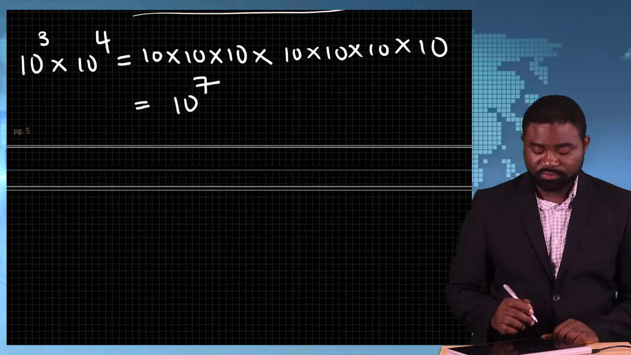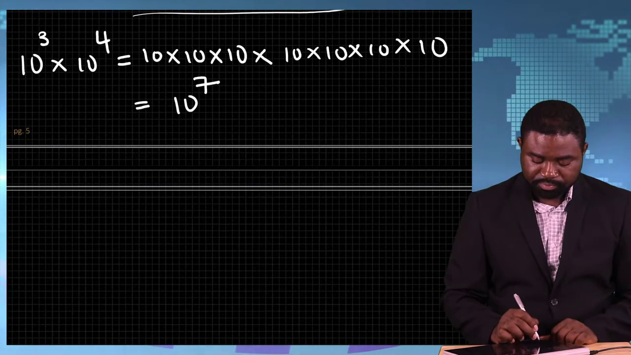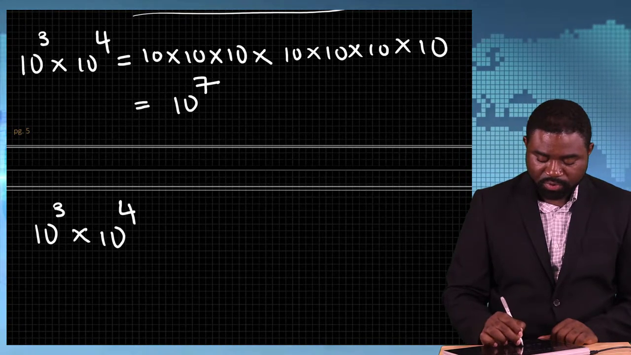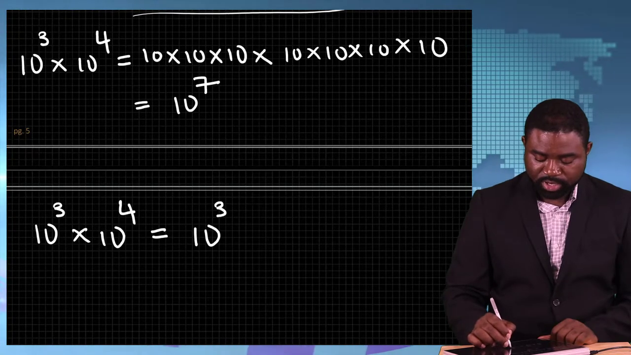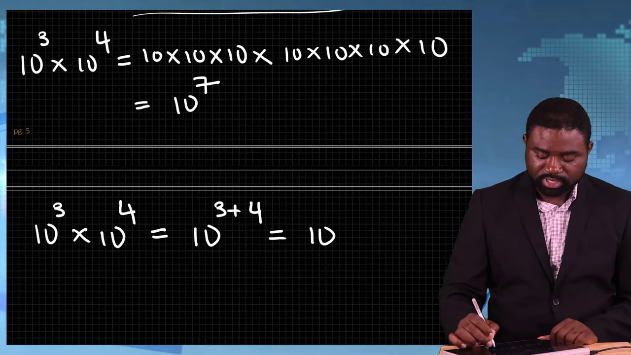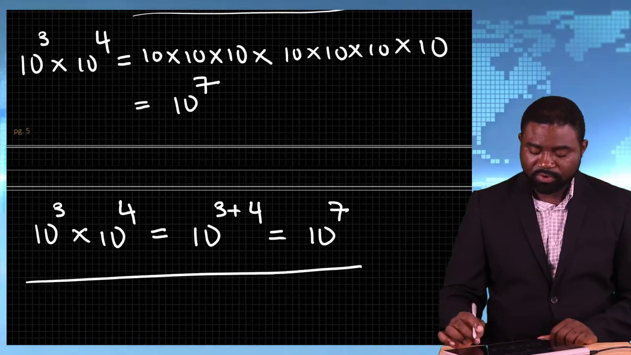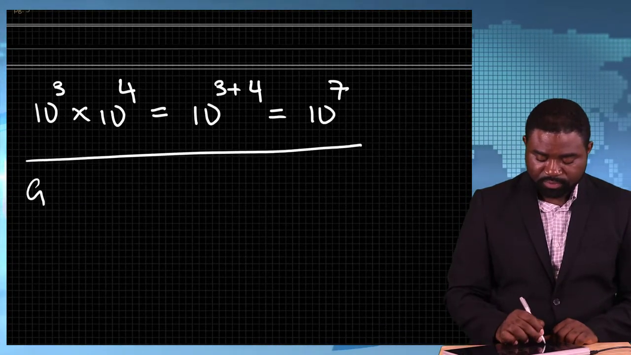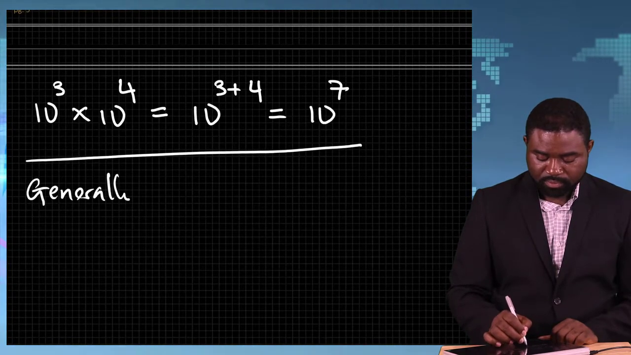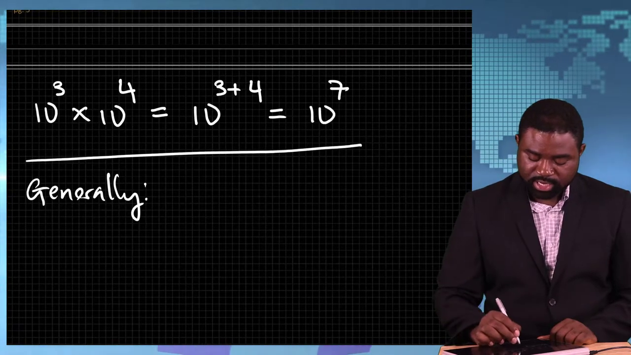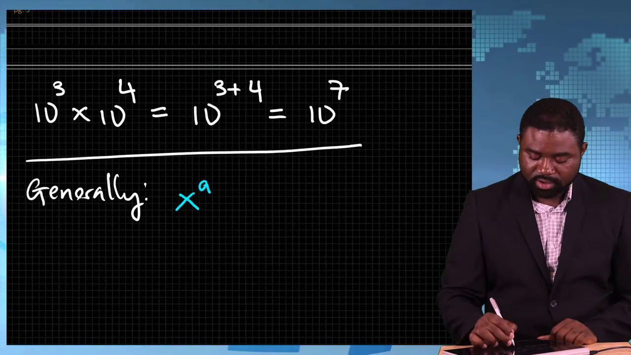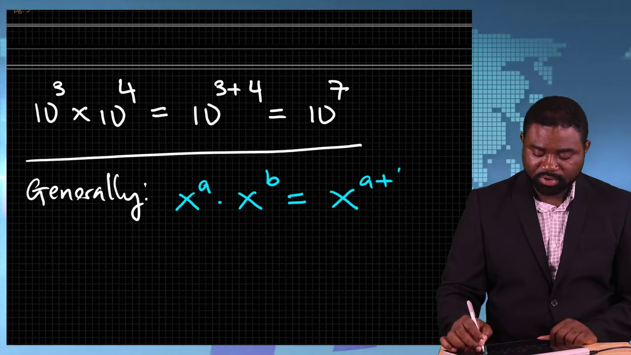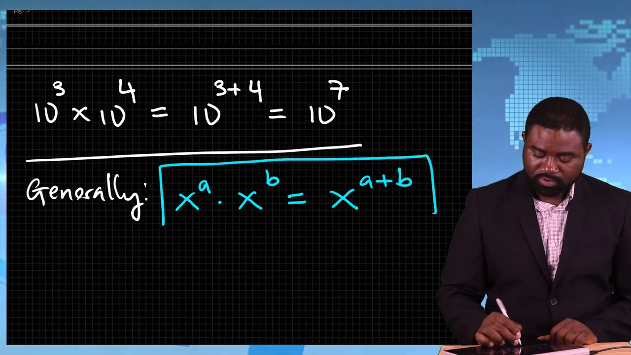So what do you notice from here? You will notice that 10 raised to the power 3 multiplied by 10 raised to the power 4 is equivalent to 10 raised to the power 3 plus 4, which is equivalent to 10 raised to the power 7. So we have summarized this process in a little bit of space. So generally, we can therefore say that x raised to the power a multiplied by x raised to the power b will be equal to x raised to the power a plus b. This is power law number 1.